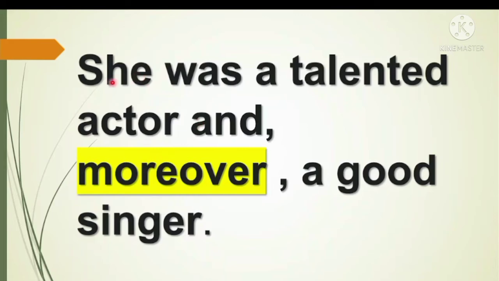Another example, she was a talented actor and moreover, a good singer. You use moreover to introduce a piece of information that adds to or supports the previous statements. The first statement here is she was a talented actor. And to support that statement, you added a piece of information, which states that she is also a good singer.